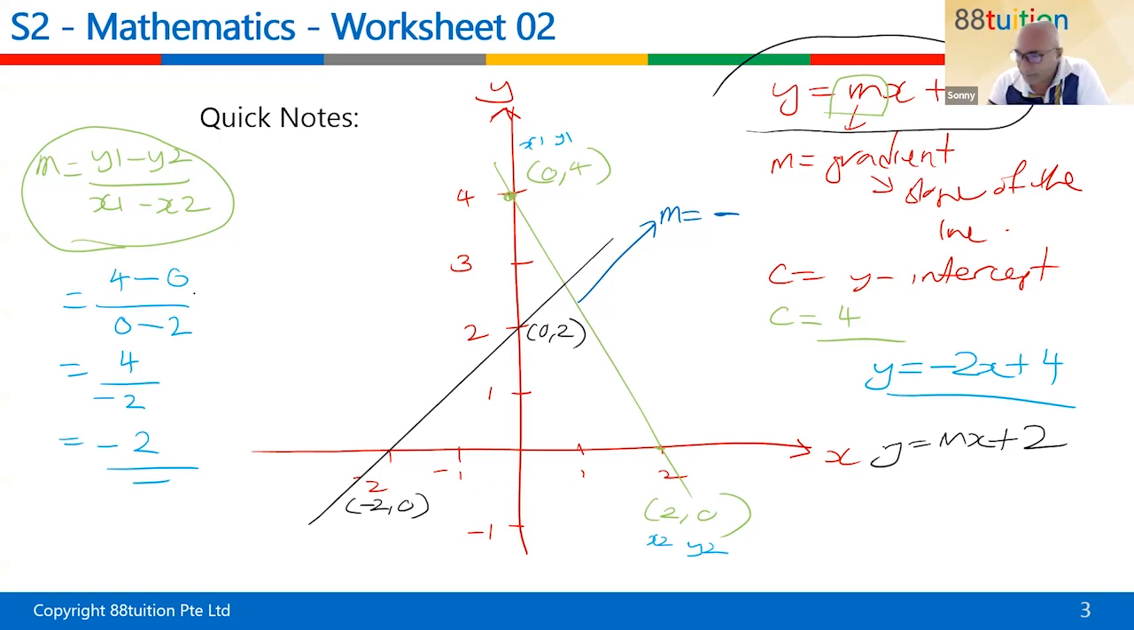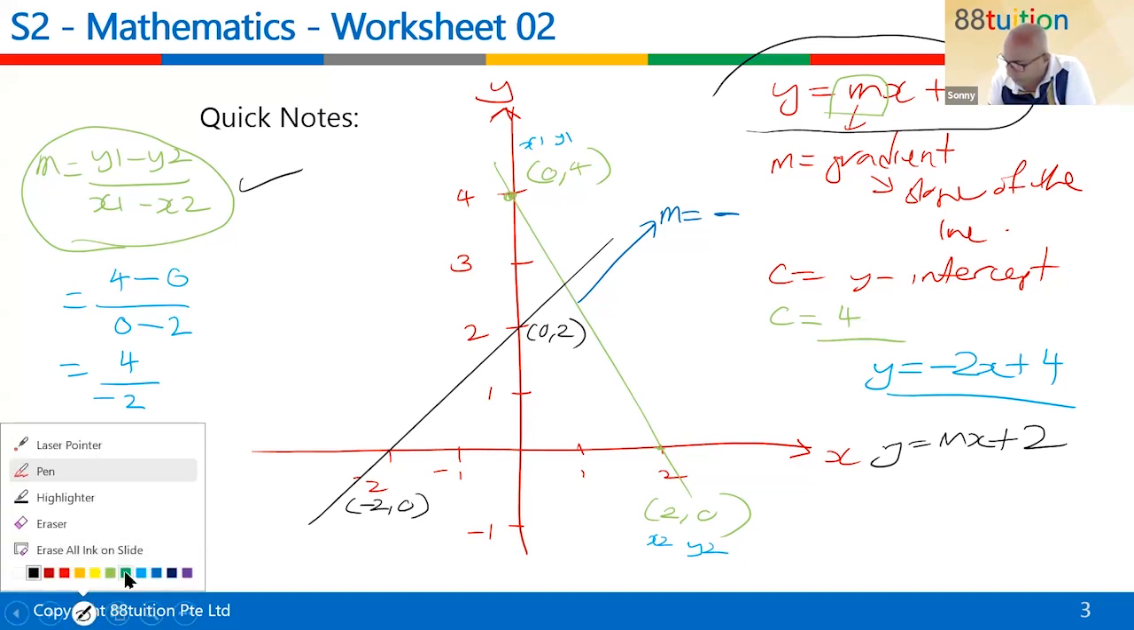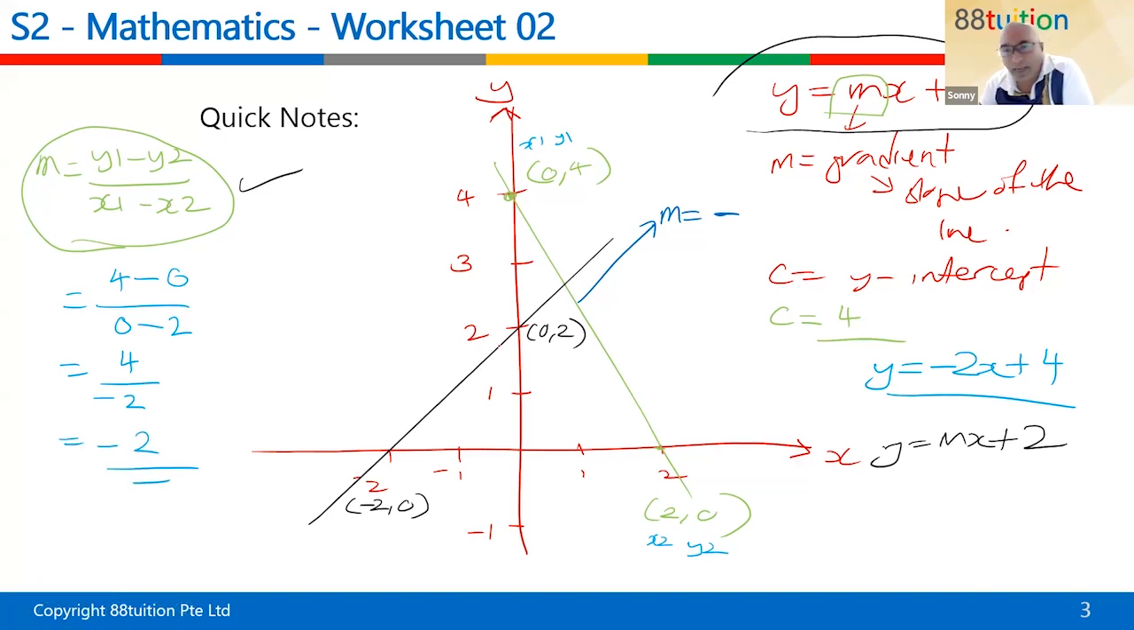So you plug it in, use this formula. You should be able to get the gradient. But I also taught this shortcut to find the gradient. If your line cuts the y and x axis, you just find the distance from 0 to 2 on the y-axis and the distance from this point to 0 on the x-axis.